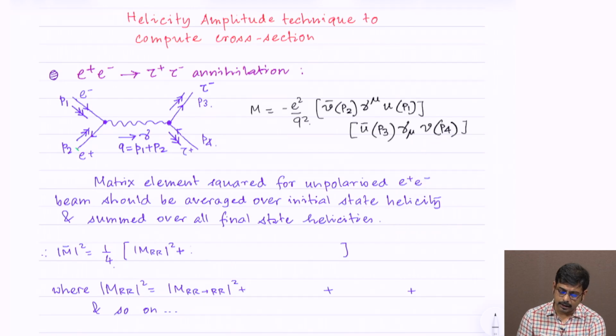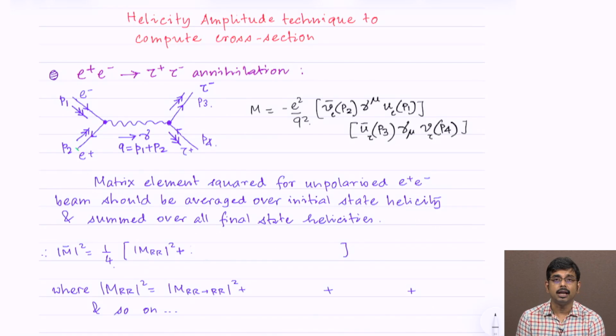So, this is how exactly the notation is. If you want, you can actually have these little subscripts defining that these are the electron currents, and this is for the tau or for the muon: u bar tau (p3) gamma mu v tau (p4). And then there is this prefactor of minus e square by q square.